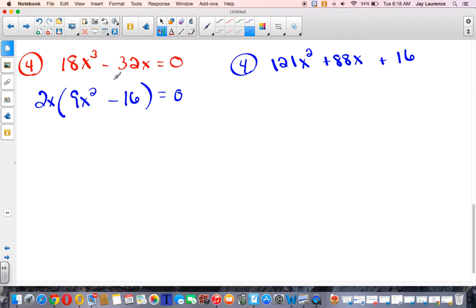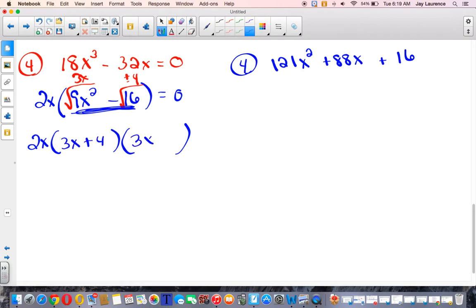Inside here is the difference of perfect squares, because this is a perfect square, 3x. This is a perfect square, plus or minus 4, and it's being subtracted. So I've got to factor again. I'll have the 2x out front. Don't lose them. Then I'm going to have two quantities. Why two quantities? Because this part of the problem breaks up into two quantities, 3x plus 4 and 3x minus 4. Now, it equaled 0, which means I have to solve.